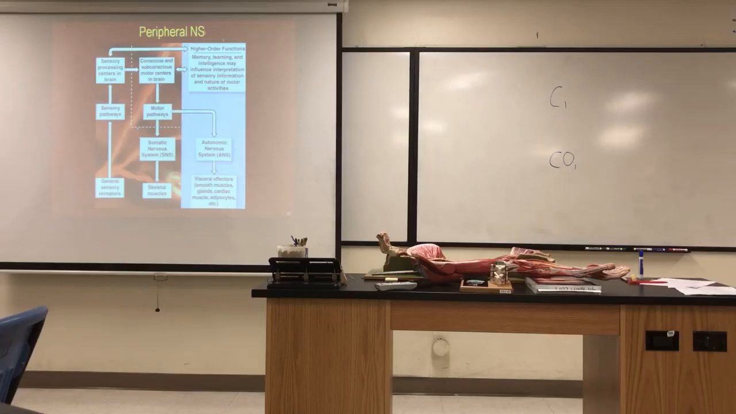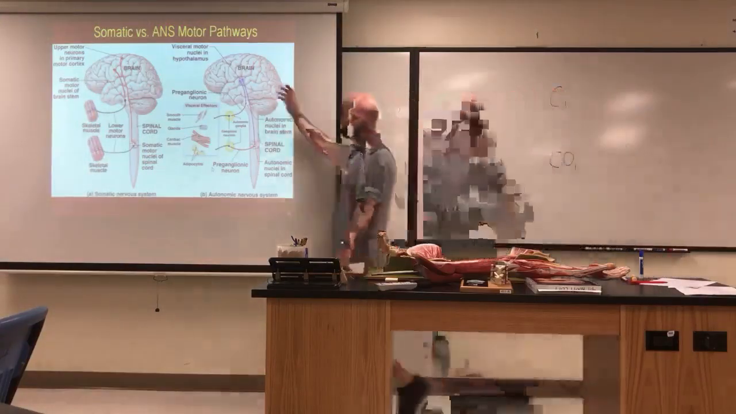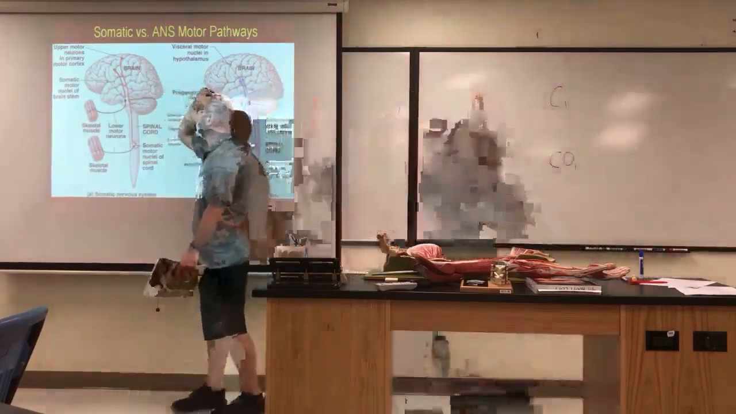Right, so we've got the peripheral nervous system here. Motor pathways means we're going from the CNS out to targets. If it's somatic, then the target is skeletal muscle. If the target's anything else, autonomic. We've looked at this a few times now, comparing somatic to autonomic.